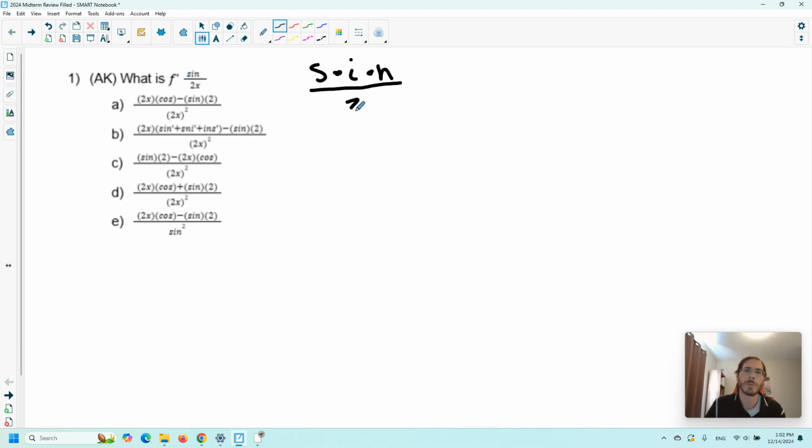So we know we've got to divide by 2x. So we're going to have to do both the quotient rule and the product rule for this one. That's kind of nice. And this person decided to make it pretty tough by doing all three terms together. So let's check out what we got.